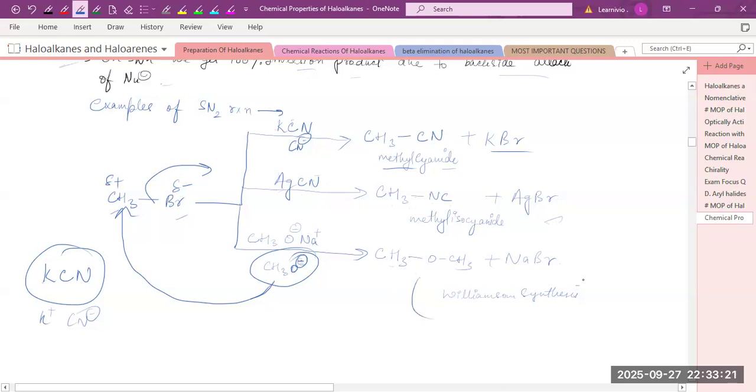So this whole synthesis or reaction, what do we call it? Williamson ether synthesis. Or simply you can write Williamson synthesis. You will learn this when we start alcohols, phenols, and ethers. Williamson ether synthesis is the method of preparation of ether from an alkyl halide with an alkoxide group. When you react CH3ONa with any alkyl group, you will get an ether. So this is the Williamson synthesis.